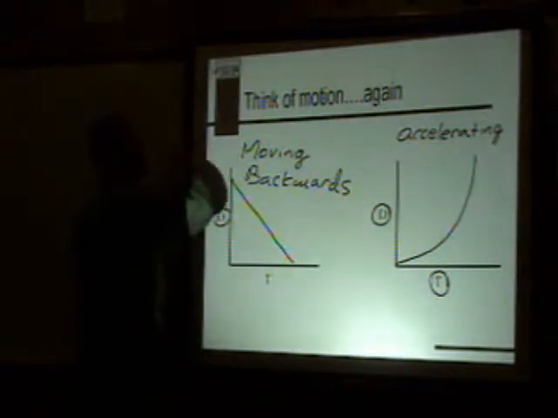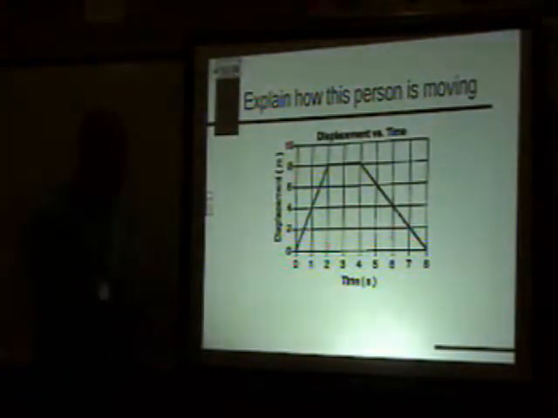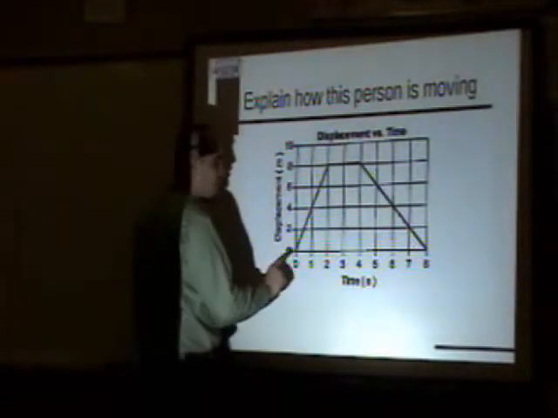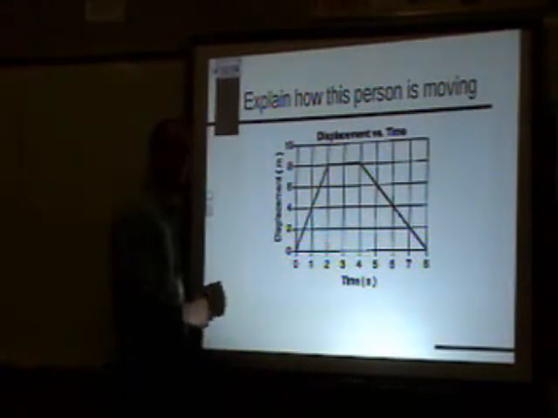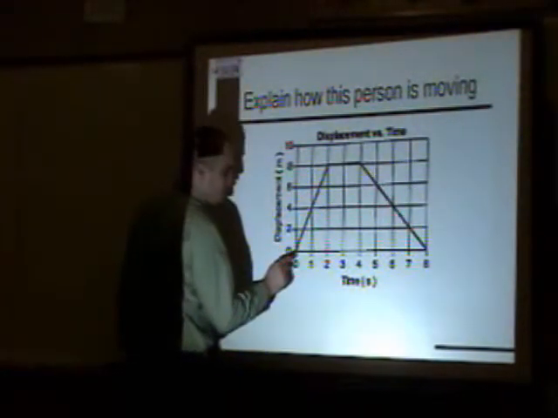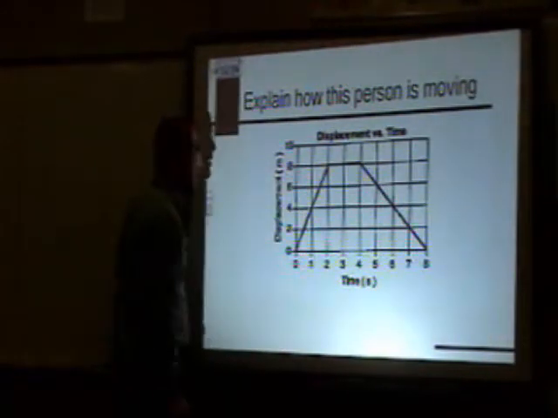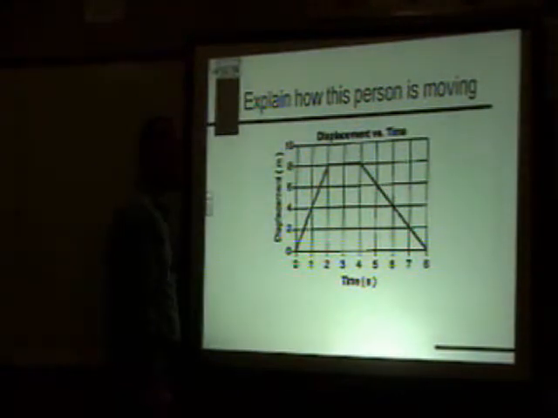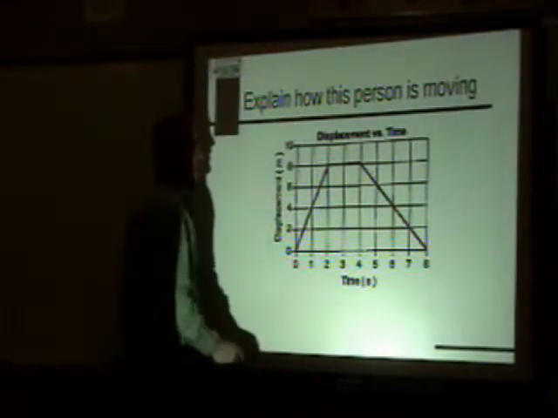Easy so far. Okay. So based on what we just learned, we could probably look at a graph of displacement or distance versus time and describe how a person is moving. This person, first of all, his distance started to increase at a steady pace. So that means that he was moving at what? Constant speed. Okay?